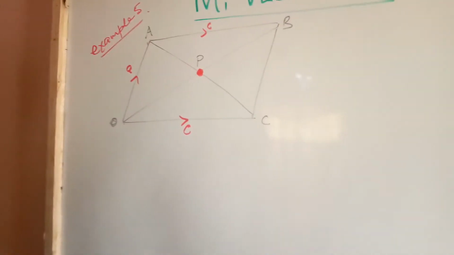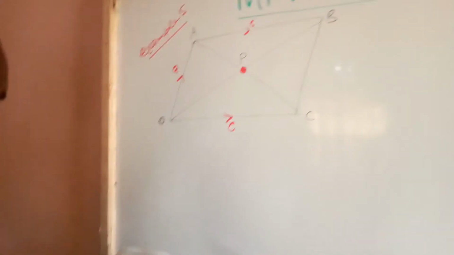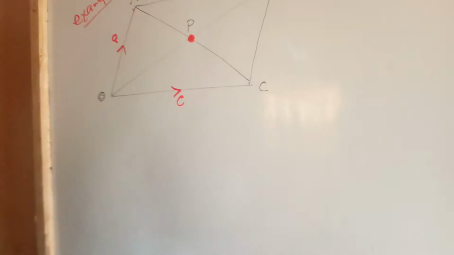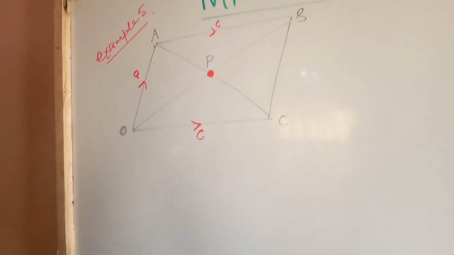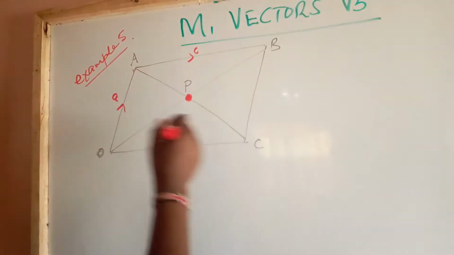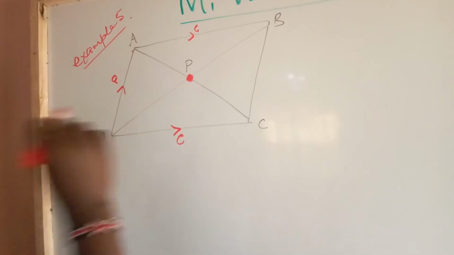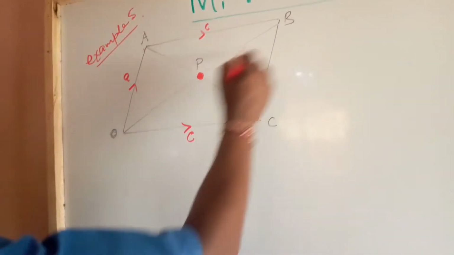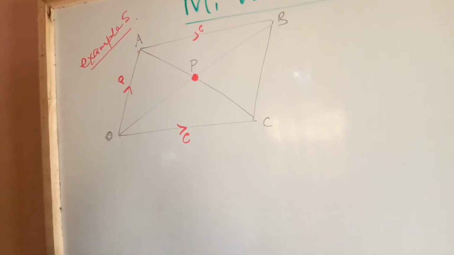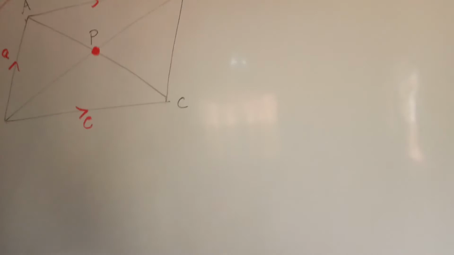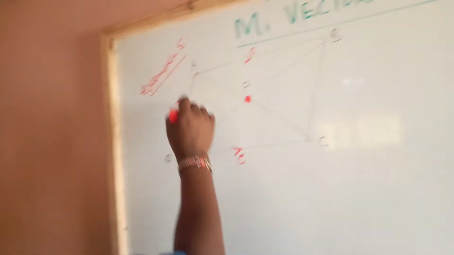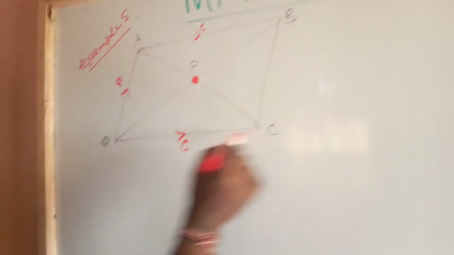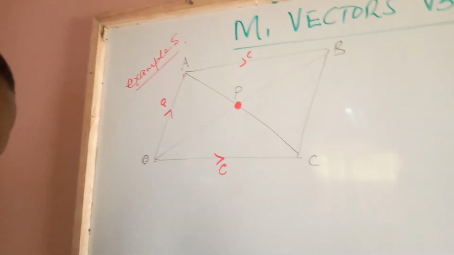In example 5, we are told that OABC is a parallelogram and P is the point where the diagonals OB and AC intersect. OABC is a parallelogram, as you can see, and P is the point where the diagonals OB and AC intersect. The vectors a and c are equal to OA and OC respectively. So this is vector a, as you can see, and this is vector c, as shown there.